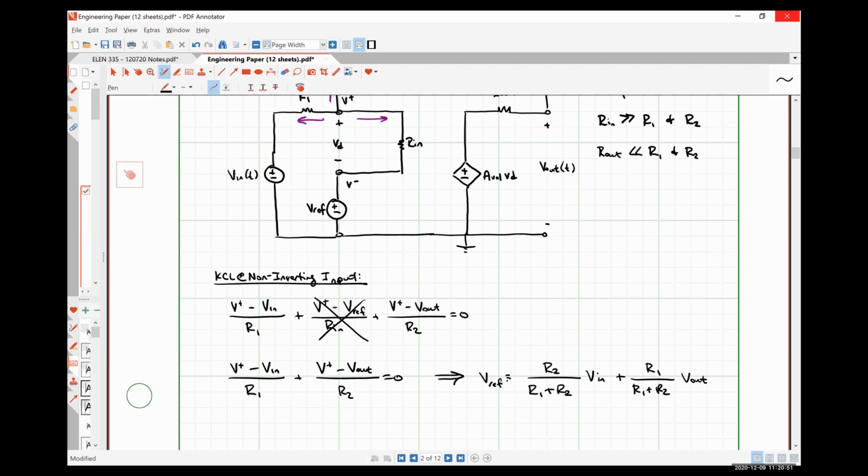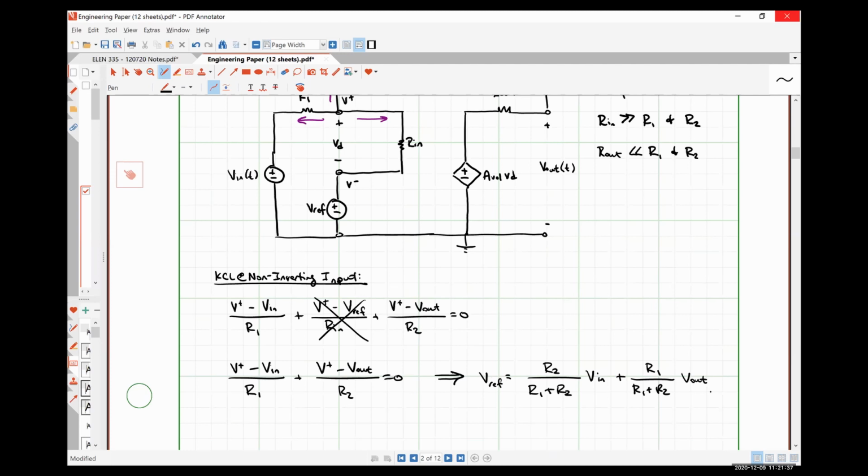Our reference voltage is R2 over R1 plus R2 times Vin plus R1 over R1 plus R2 multiplied by V out. Now this is not a traditional input-output relationship equation because the input and the output are on one single side of the equation. So what we're going to do is solve for the trigger levels here, okay? Because this is a positive feedback circuit, we know that our output is going to be VCC plus or VCC minus.